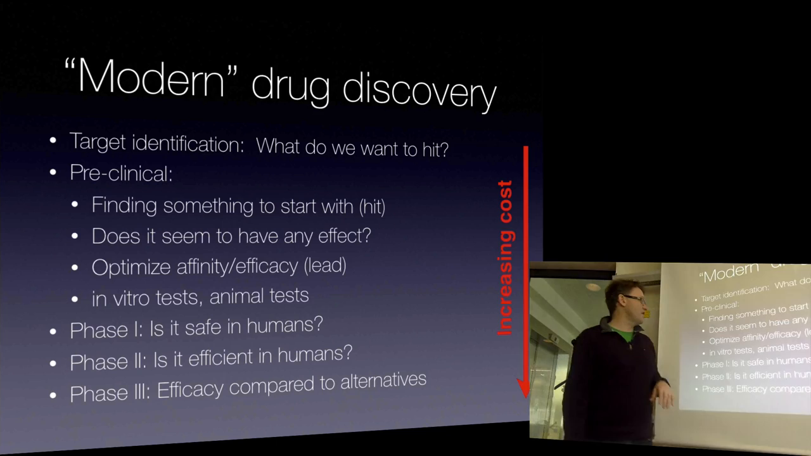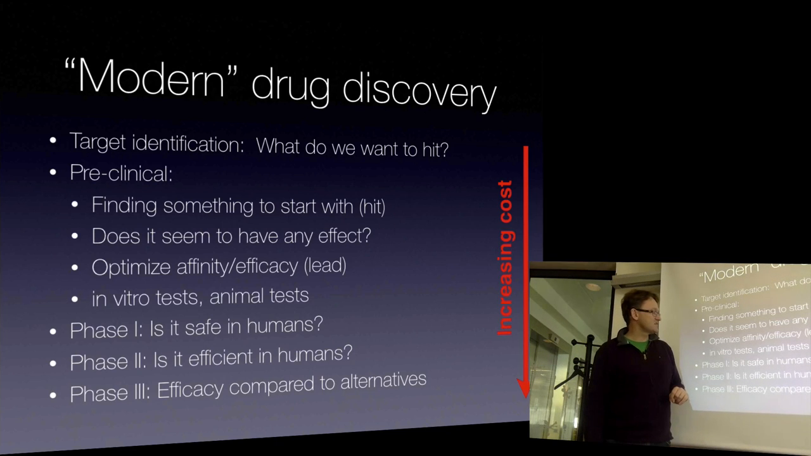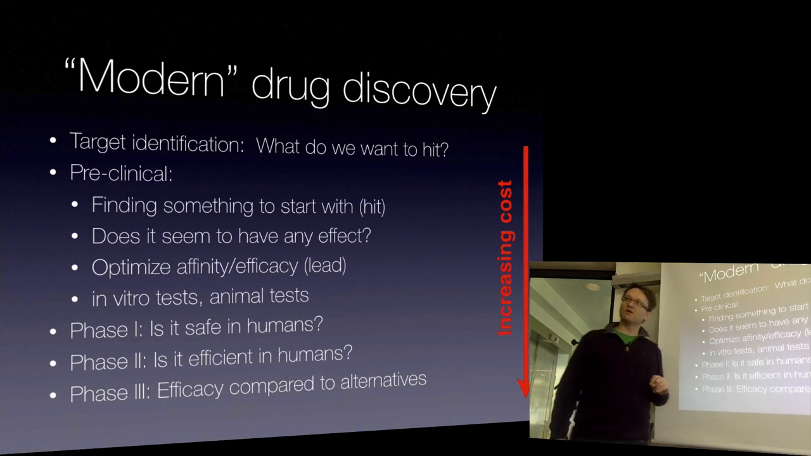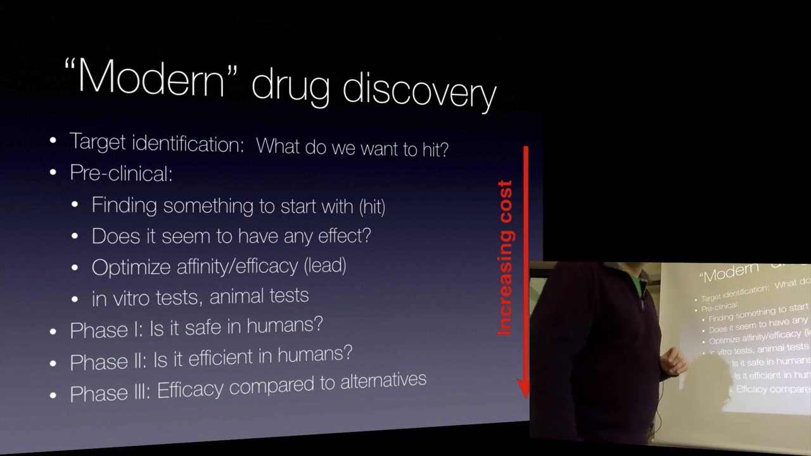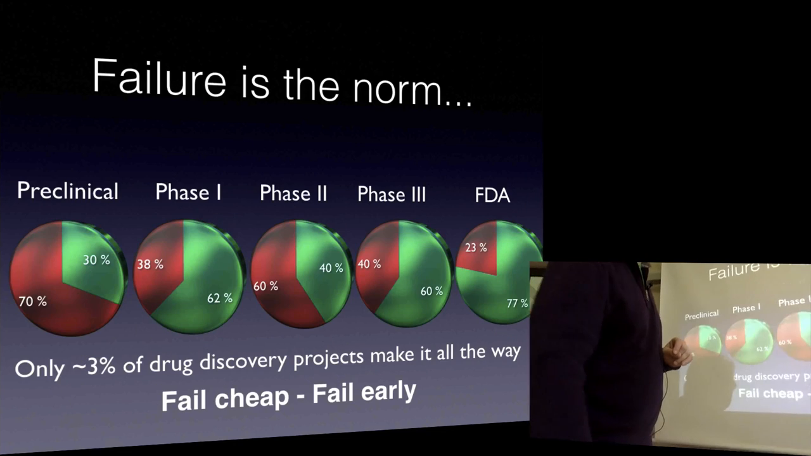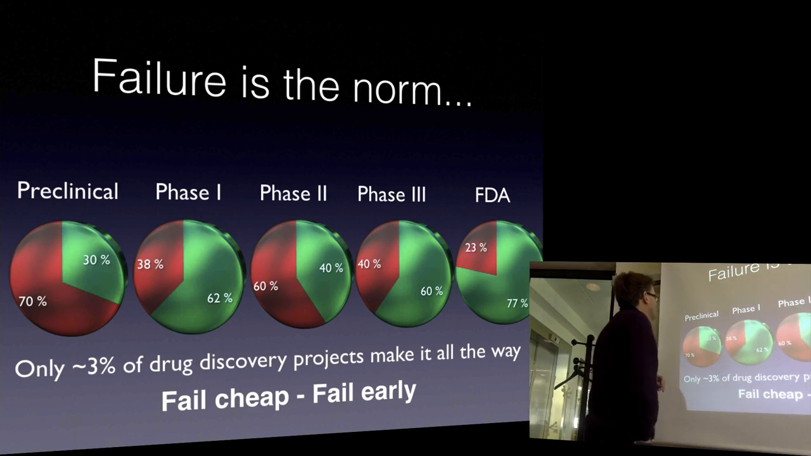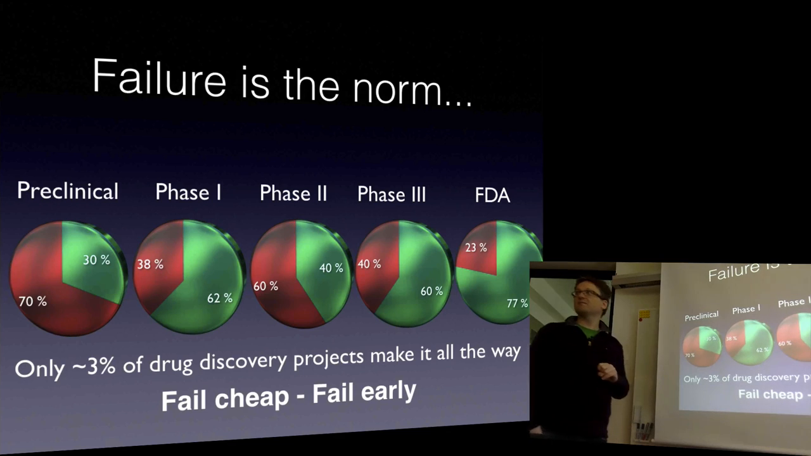There are a couple of rare exceptions. That might be, for instance, drugs used in cancer therapy or something where you know that you're going to die unless you get the drug, and then we tend to accept way worse side effects. The problem here is that you typically fail. In preclinical stage, 70% of projects fail.